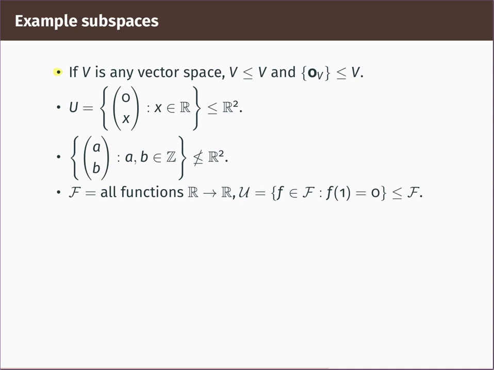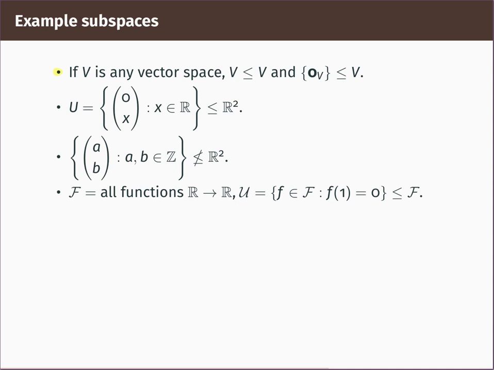That's true because V certainly contains the zero vector. It's certainly closed under addition. The whole point of addition is that if you add two vectors, you get another vector. Add two vectors in V, you get another vector in V. So for sure, V is closed under addition and scalar multiplication. Therefore, it's a subspace of itself.